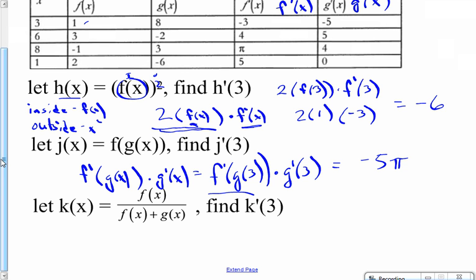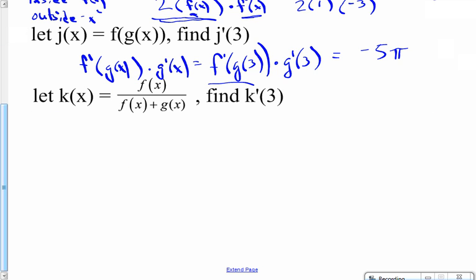Third one then. Third one involves quotient rule. Not so much on the chain rule here. This is a quotient rule review. F plus g is the lower function. F is the higher function. So when we want k prime, we could even shortcut this a little bit. You okay with me shortcutting just a little?